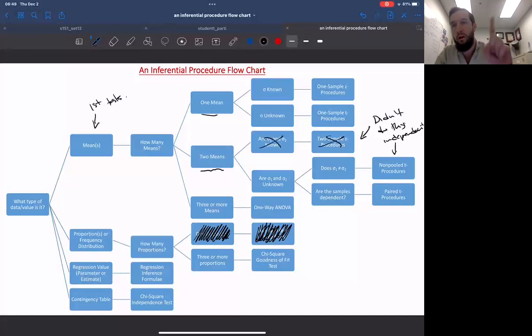All right, so for one sample inference about the mean, we're going to differentiate between sigma being known and sigma unknown. For two sample inference about the mean, you can assume sigma 1 and sigma 2 are unknown, and then all we're doing is differentiating between independent and dependent samples. So dependent samples, as you might recall, are the paired structure. Independent samples are when you have two separate populations.